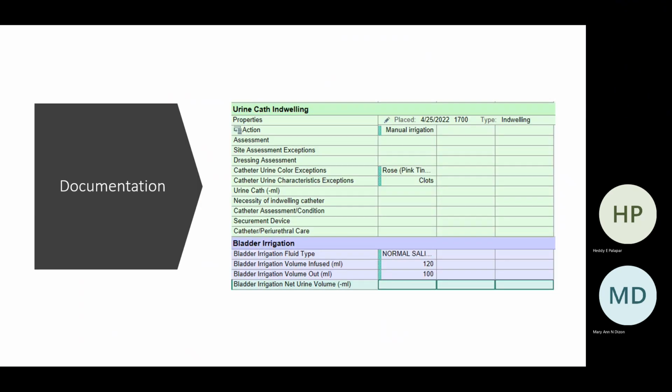This is an example of proper documentation for manual bladder irrigation. Please make sure you identify the correct action. Correctly assess the urine characteristics by notating if there were blood clots, the fluid type, how much fluid was infused, and the total volume output.